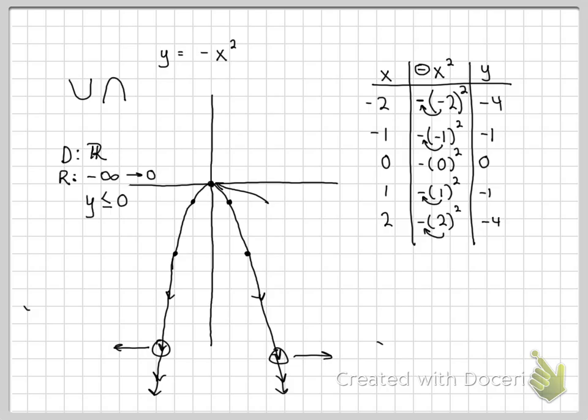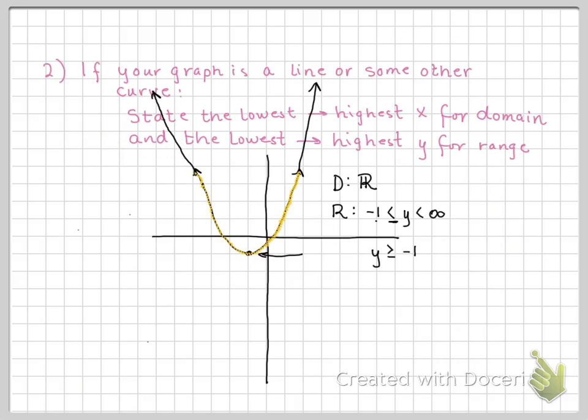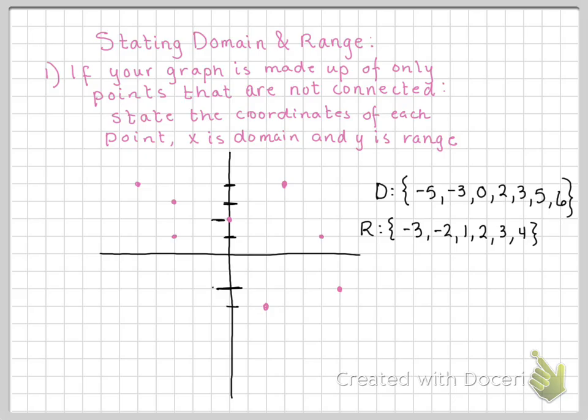Okay? So stating domain and range is probably going to be the most difficult part of this whole entire chapter. Getting used to how to state the domain when you've got graphs and how to state the domain when you've just got dots. Okay? All right. Awesome.